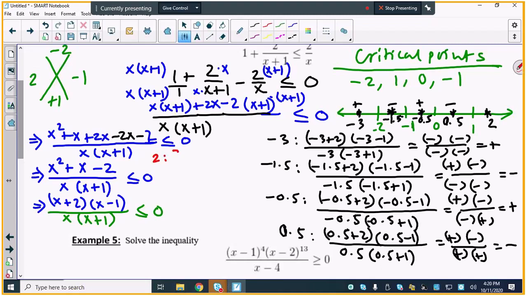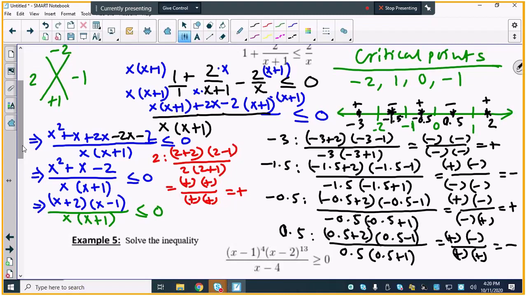So you will do 2 plus 2 times 2 minus 1 over 2 times 2 plus 1. And I see that all 4 of them, both tops and both bottoms, are positive. So essentially I get a positive sign. But in this problem, I needed less than or equal to 0.